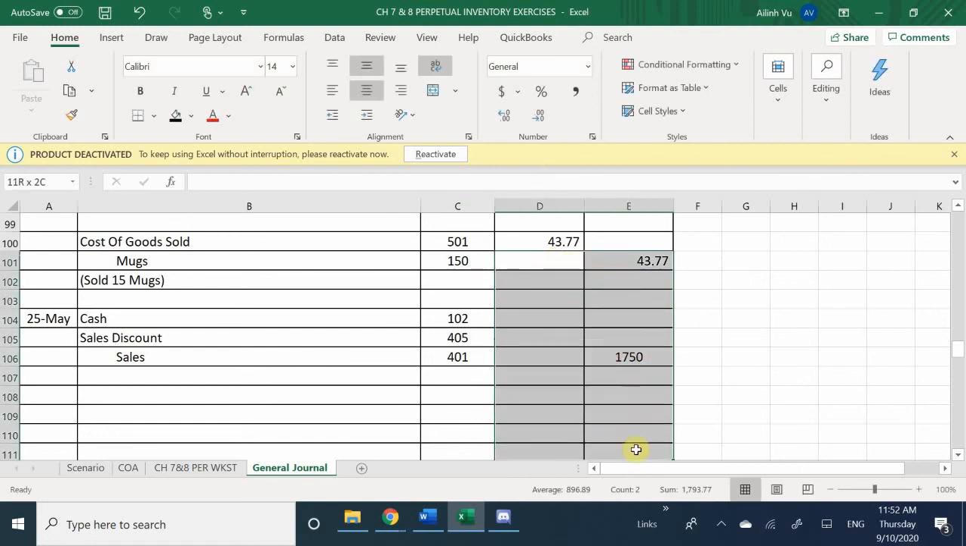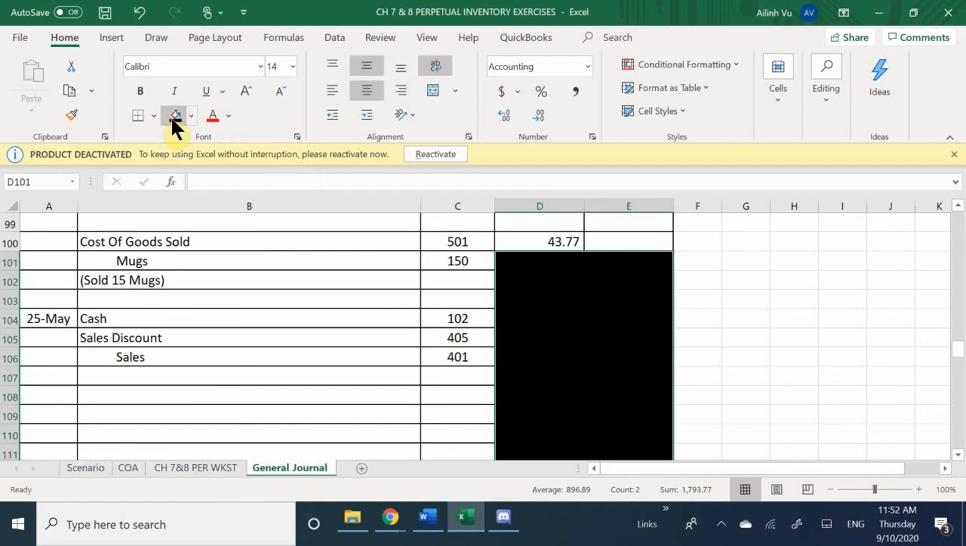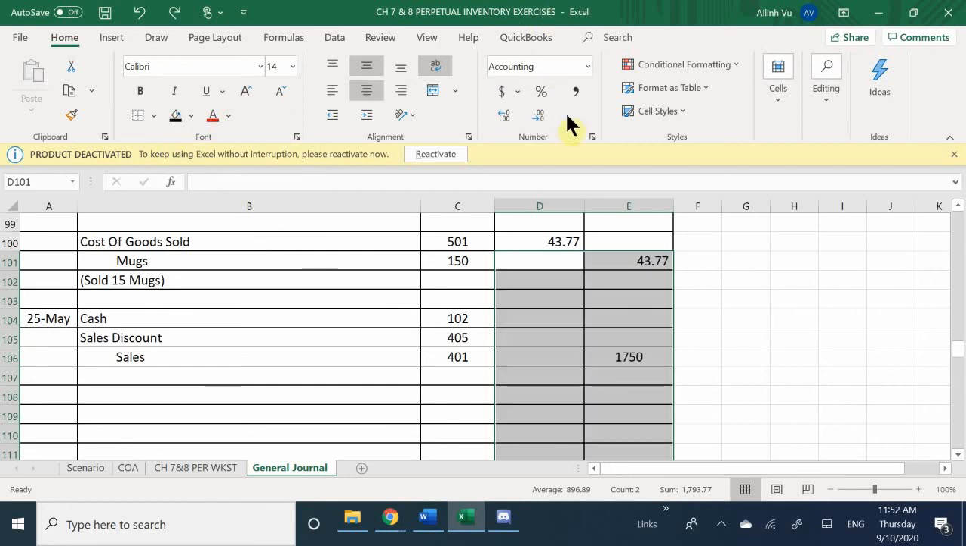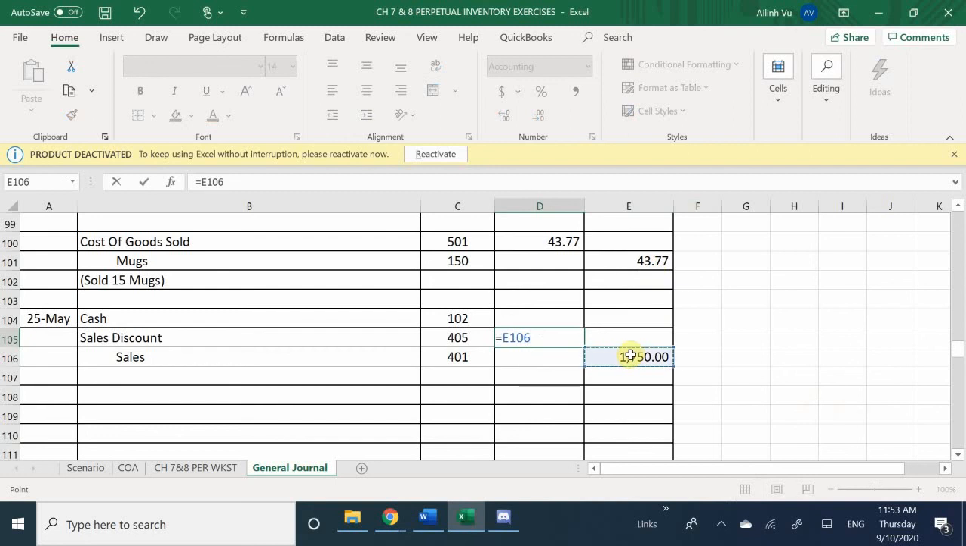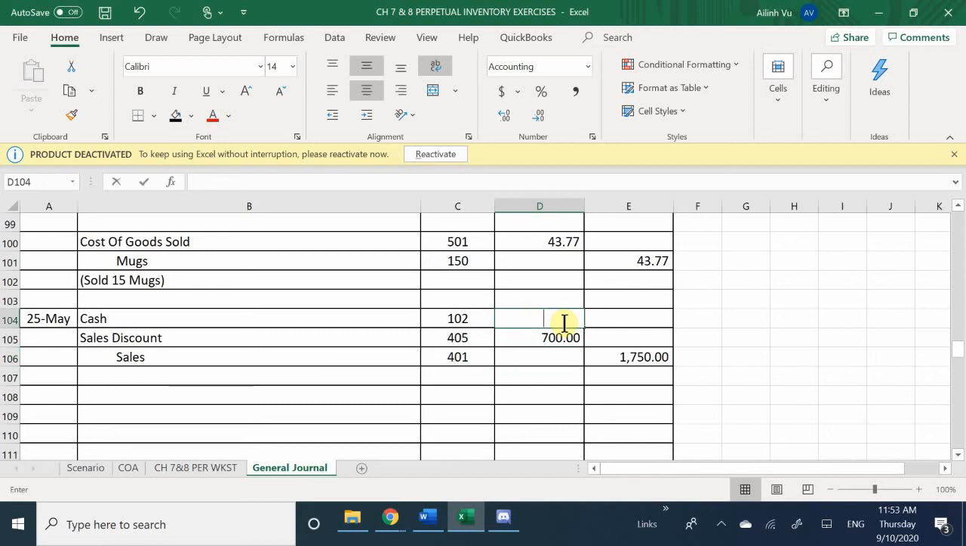Now, with the discounted price, right? I get to take away 40%. Oh my gosh. Edit undo. So in this case, how much is my 40% discount? 700. So I take this, multiply that by my 40%. It should be 700. Good. Right? That means I received 1050 as my cash.